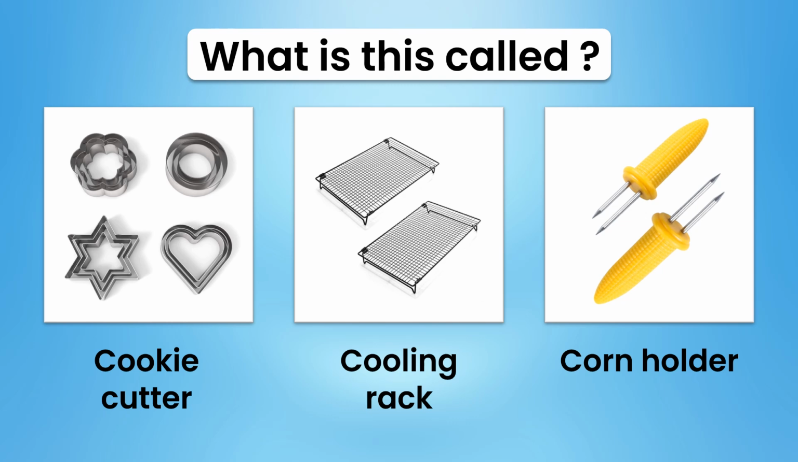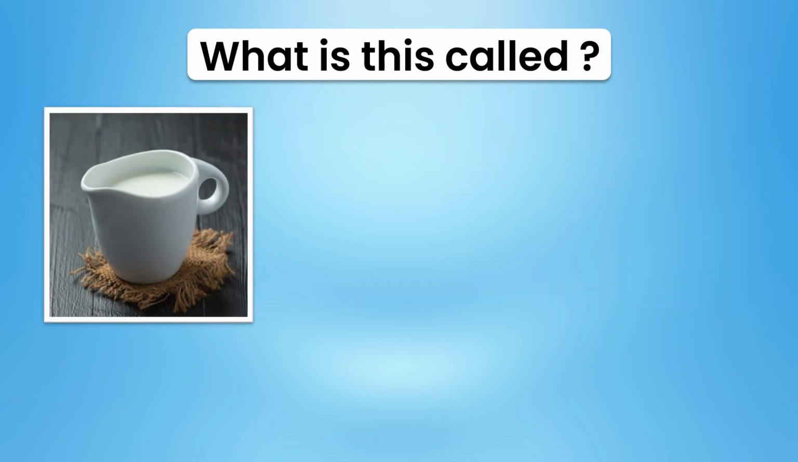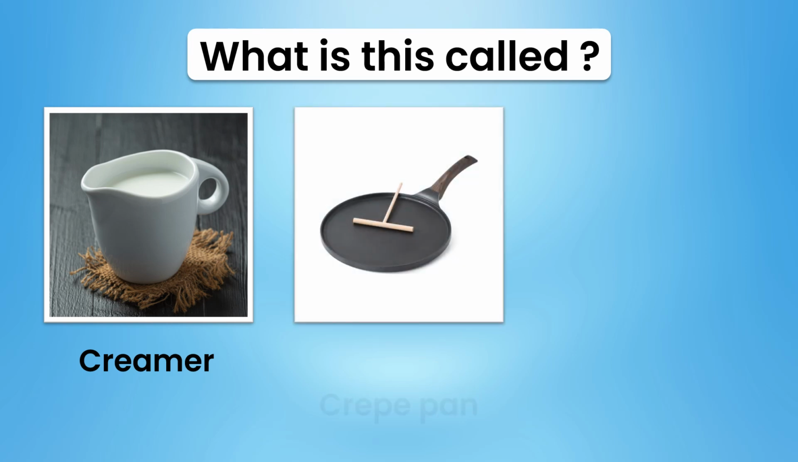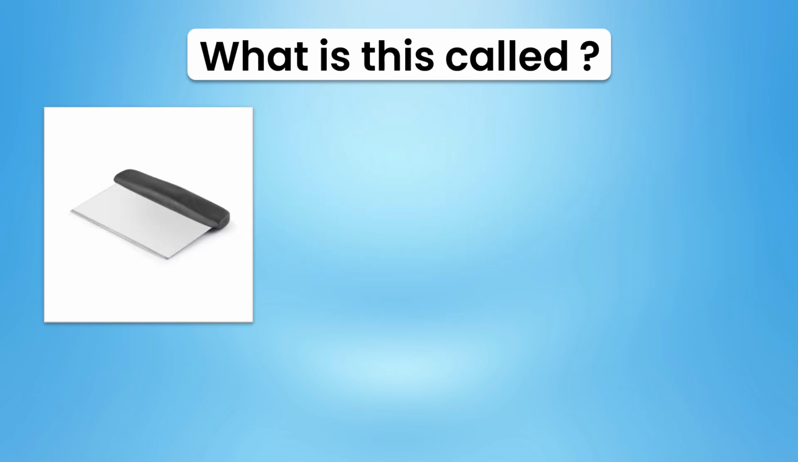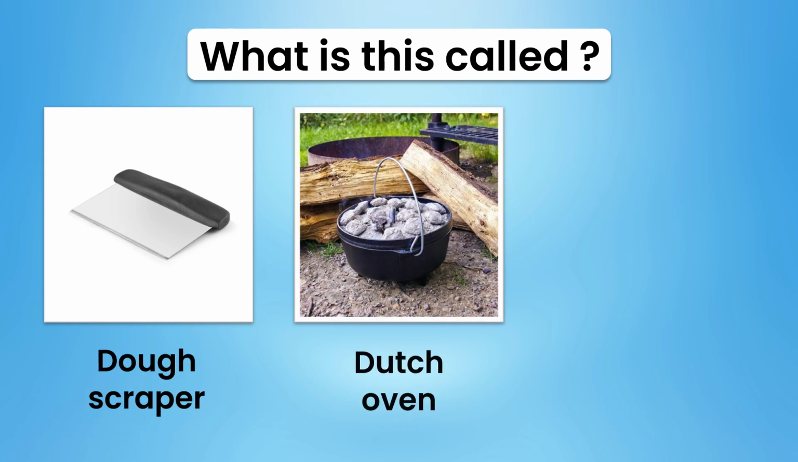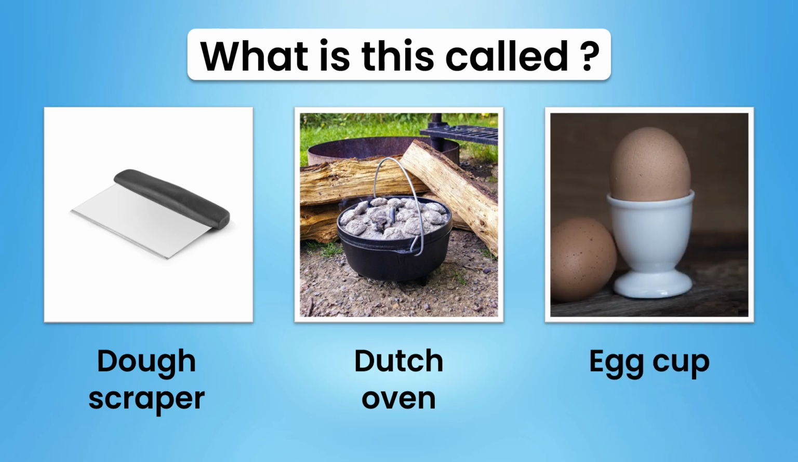Corn holder. What is this called? Creamer. Crate pan. Deep fryer. What is this called? Dough scraper. Dutch oven. Egg cup.